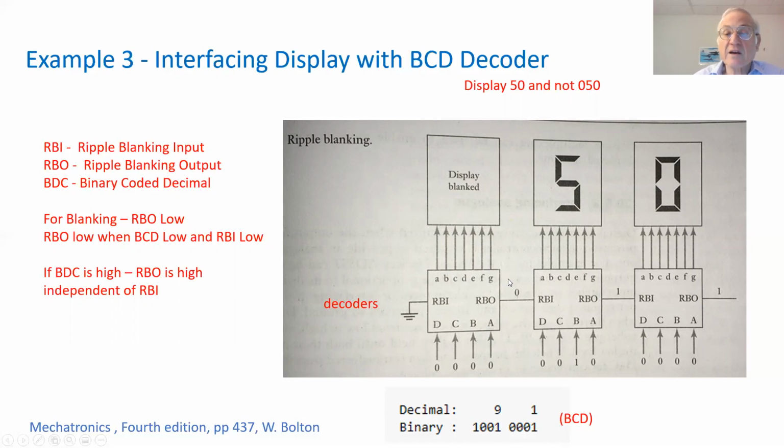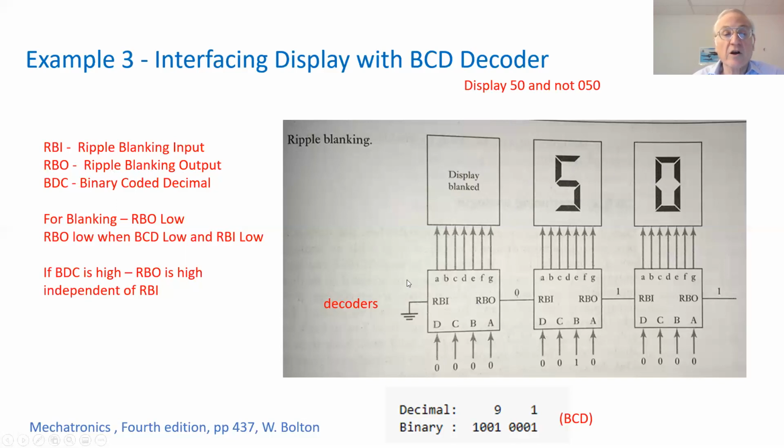So what we have here in the decoder is the binary input coming in on 4 bits. And then we have 2 pins, RBI, which is the ripple blanking input. Blanking meaning just shutting off the display. And RBO is the ripple blanking output. The reason we need this is because in this example we would like to display 50, not 050. If we have 050 without the blanking, it'll show the leading zero. So if we would like to show 50, we need the blanking.